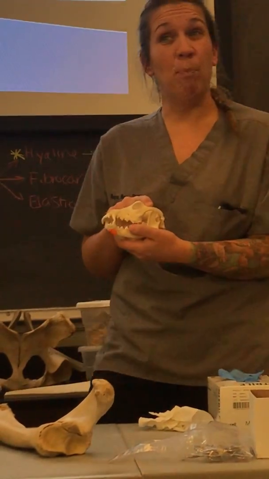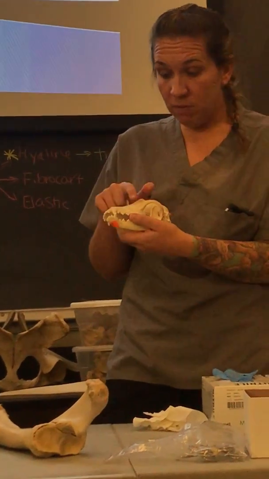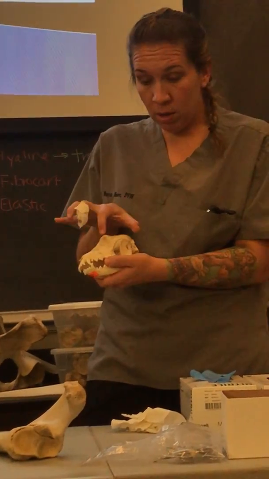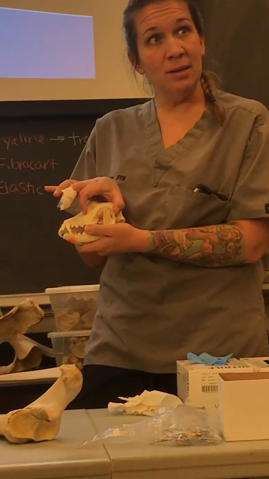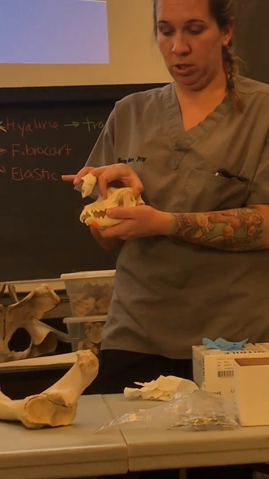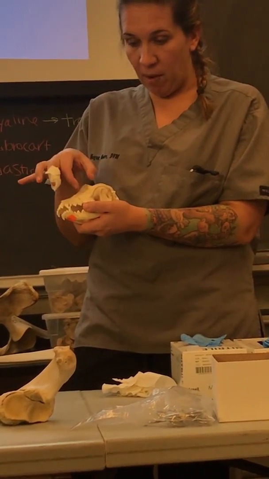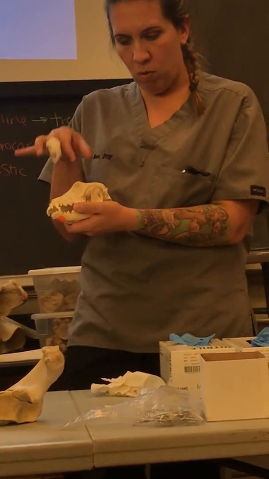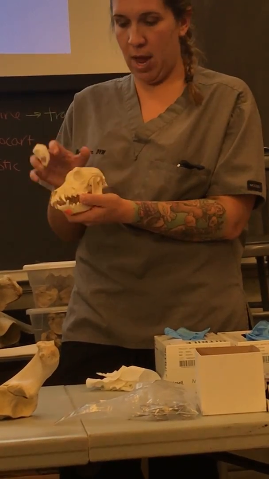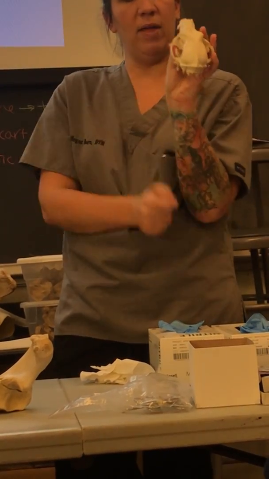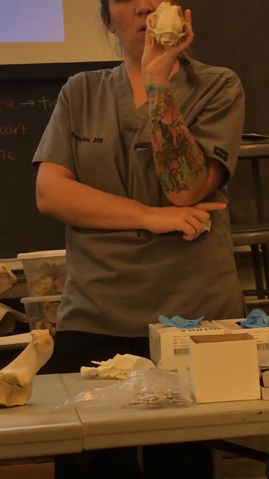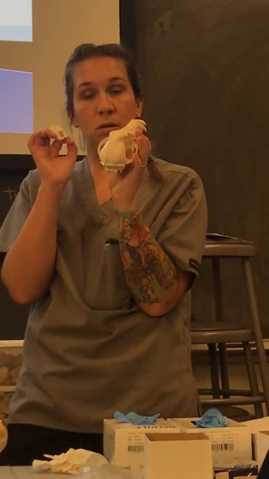Zygomatic bone. This structure makes up the zygomatic arch. The zygomatic arch is made up of, rostrally, the zygomatic bone, and caudally, the temporal bone. Okay? What was the little teeny bone in there? Lacrimal bone, right? It had the lacrimal duct. Okay.